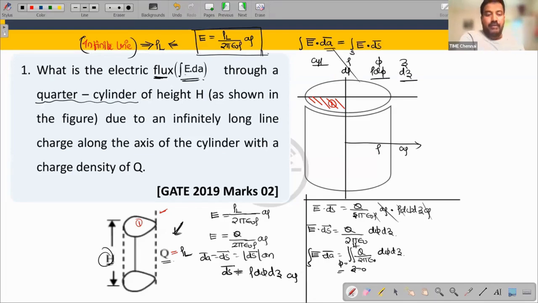Absolutely, 0 to pi by 2, because the actual limit is 0 to 2 pi, but in a quarter of a cylinder, it will only cover up to pi by 2. This is very, very important: you need to adapt to the situation that this is a quarter cylinder. You should not take the general limit of phi as 0 to 2 pi, but you must customize the limit to the quarter cylinder, which is 0 to pi by 2. That is very, very important.